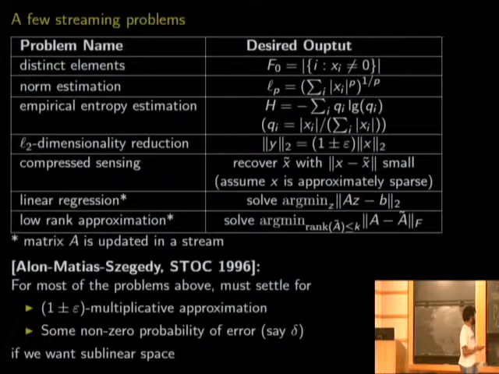For the remainder of the talk, I'm just going to focus on these three things, which are things that I've been looking at a lot lately, and mention some open problems at the end. So the dimensionality reduction, as well as compressed sensing and linear regression. Okay, any questions so far?